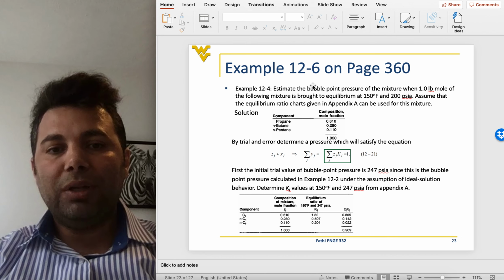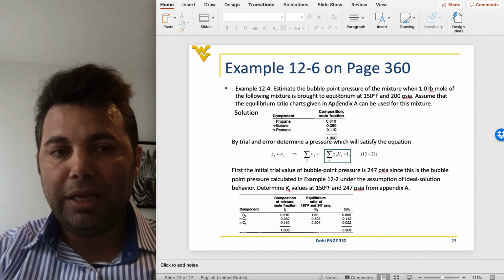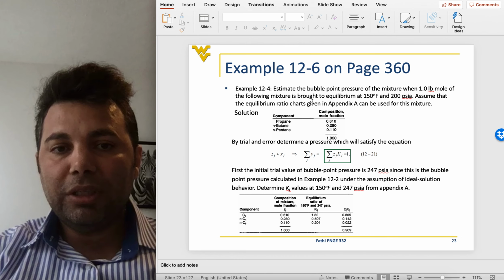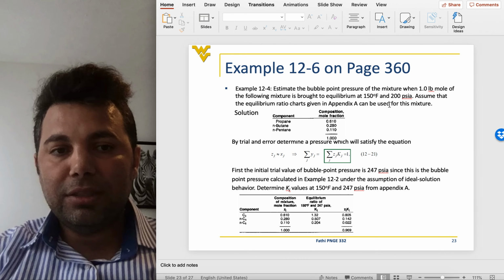So Example 12.6 is basically showing you how to find the bubble point pressure. It says find the bubble point pressure for a mixture when the temperature is 150 and the pressure is 200. Assume that the equilibrium chart is valid. So the composition is given.